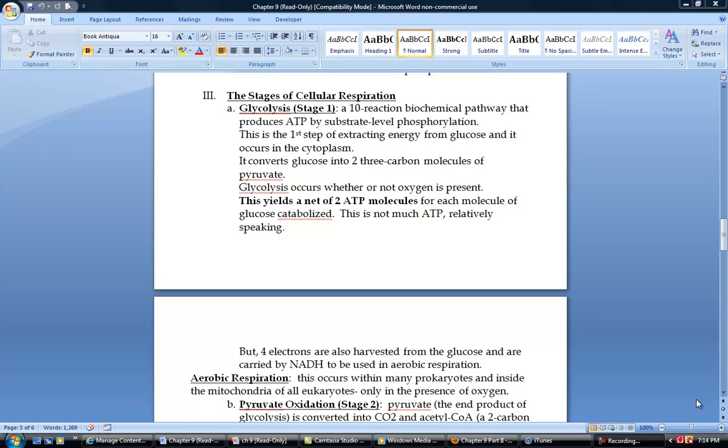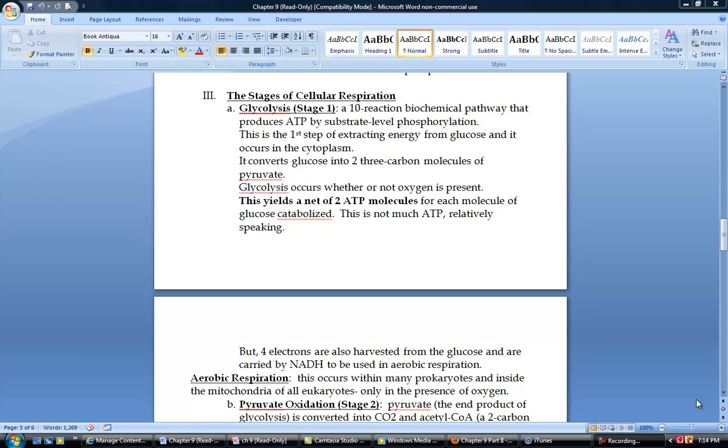So this section is going to be about the stages of cell respiration. Before we get into the stages, let's review that cell respiration is how we get energy from those glucose molecules that we ingest. So how are we going to make ATP from the energy stored in those glucose molecule bonds?